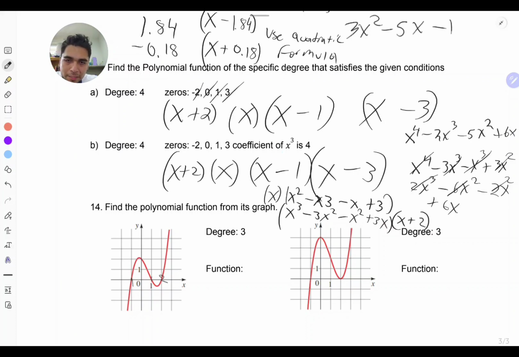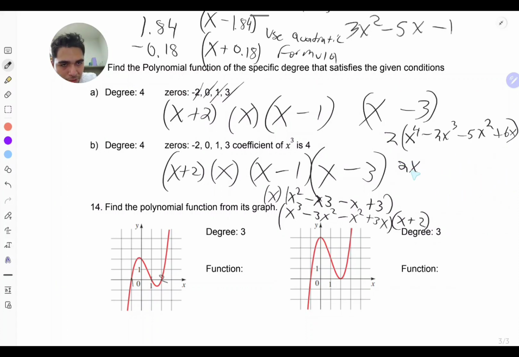Now, we know that the coefficient of x cubed is 4. That's the only requirement. X cubed has to be 4. Well, how do we make x cubed 4? Well, what if we just multiply everything by 2? If we multiply everything by 2, I'm going to erase this now. We're left with 2x to the fourth minus 4x cubed minus 10x squared plus 12x. And that's it.